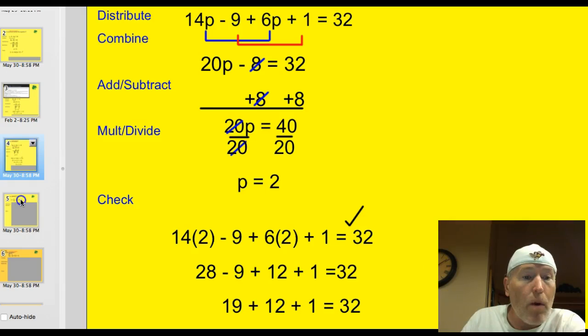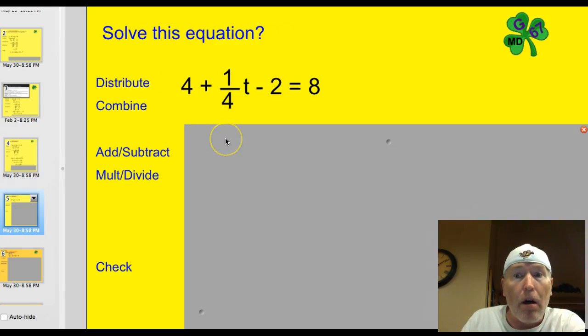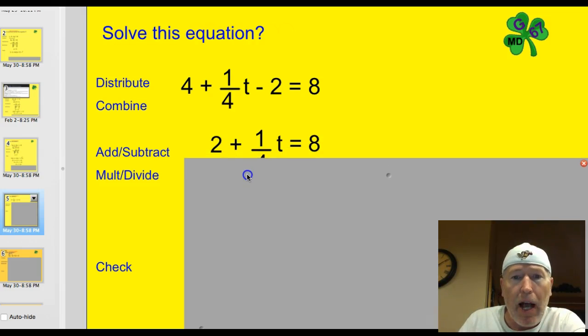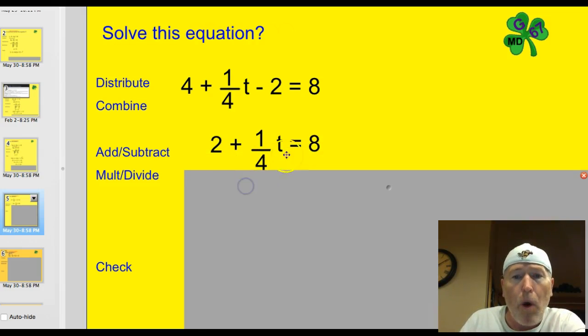Let's take a look at one more before I cut you loose. Oh no, division. Everybody hates division. I don't even like it. We can do this. It's no problem. Let's just follow the steps. Do we have the distributive property here? No, no distributive property. Do we have to combine anything? Well, I can combine the 4 and the 2. I've got a +4 and a -2. So if I combine those, I've got 2 plus 1/4 t equals 8.